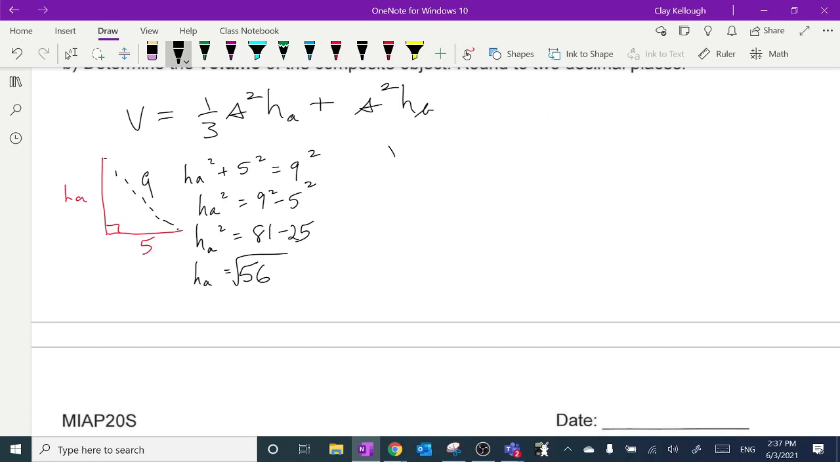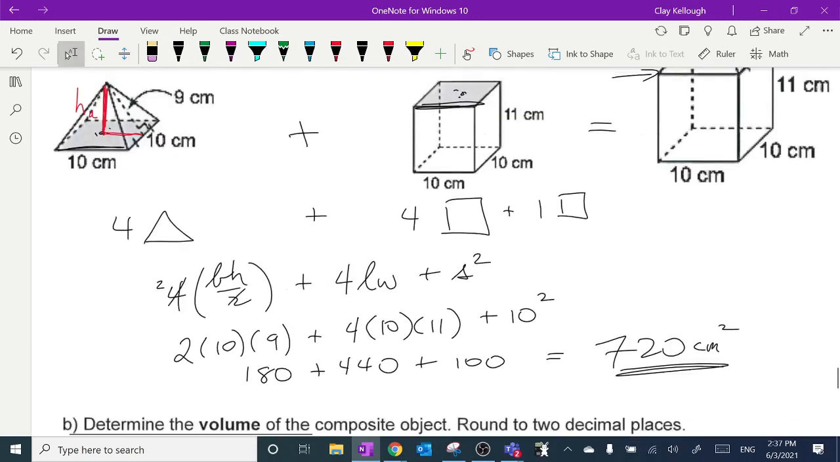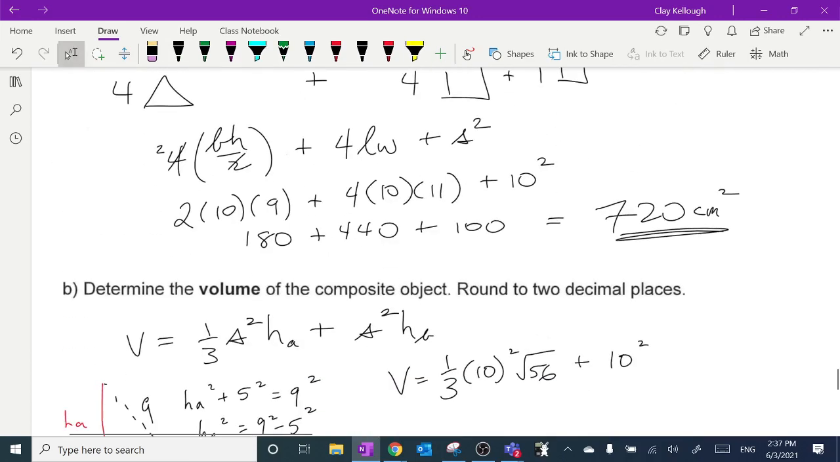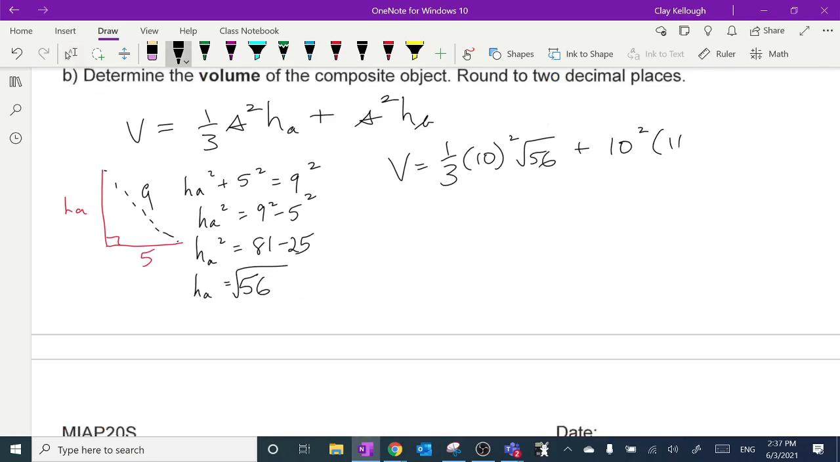Okay, I know all my numbers. I'm ready for a formula now. 1/3 times the S is 10, remember, so 10 squared, times the number I just calculated, plus the area of the base of the prism, which is again 10 squared, times how tall the prism is, and I've already forgotten. How tall is the prism? Oh yeah, 11. And that will be the volume of the whole thing.